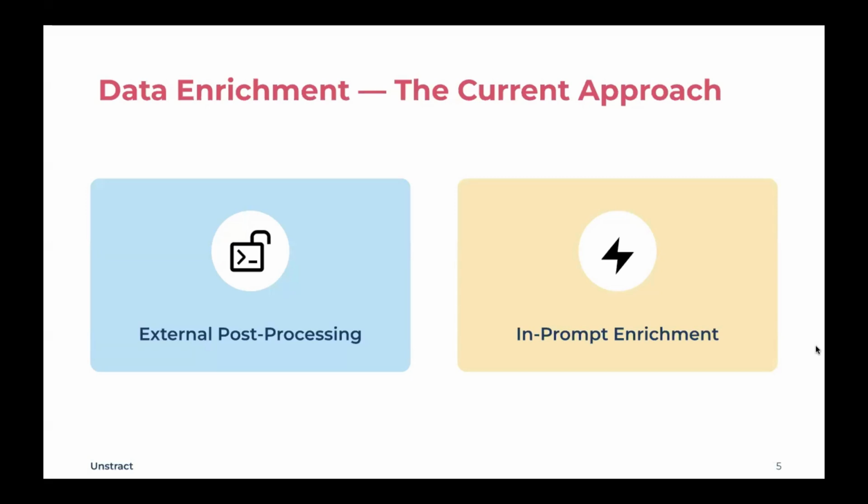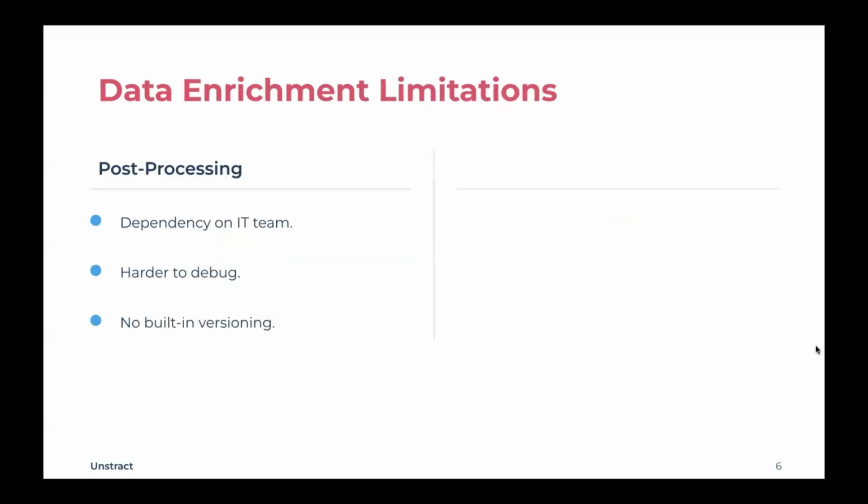And of course, they come with their own shortcomings. So let's take a look at what they are. So firstly, we'll take a look at the post-processing methods, shortcomings or limitations. Now, one of the biggest shortcomings is the dependency of post-processing on the engineering or IT teams. So every change in enrichment once you set it up requires you to go through a development cycle instead of it being a quick configuration fix.